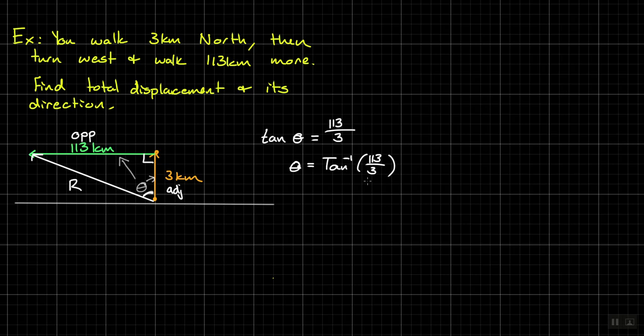Where's the arctan button? The second tangent, and tangent is either above 7 or 9. I don't remember which one. Ask your calculator the arctangent of 113 over 3.